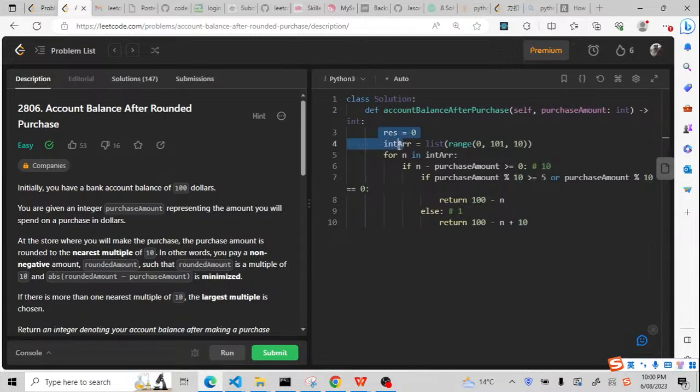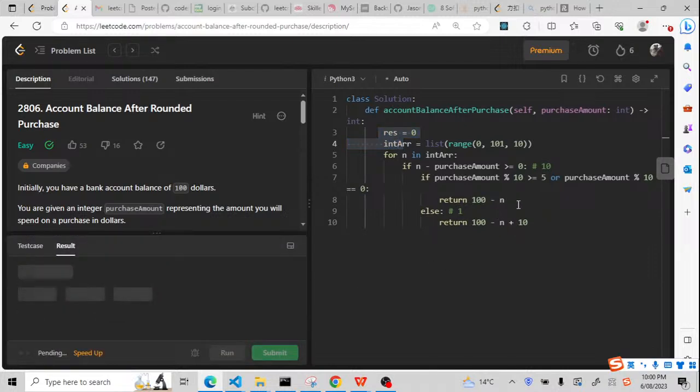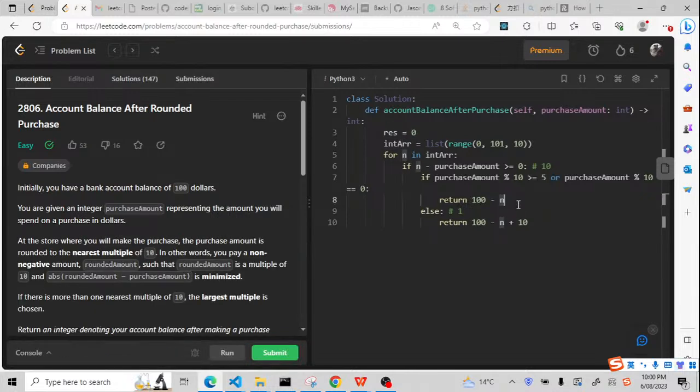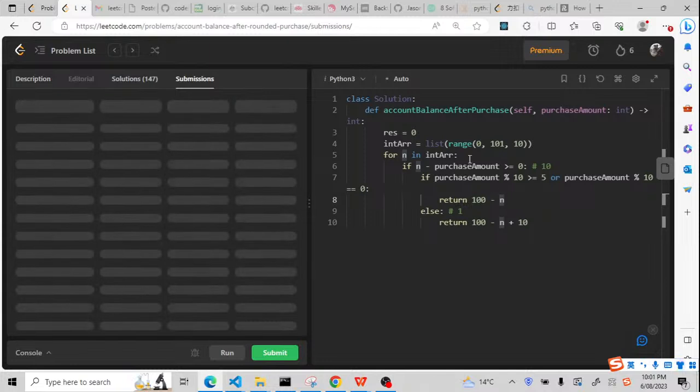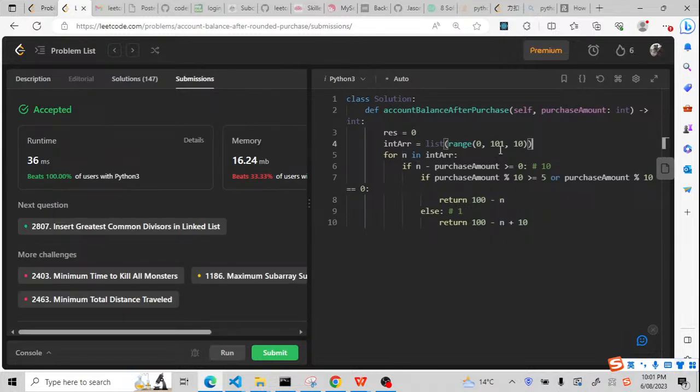Actually, we can also solve this problem another way. Now let me submit it first to make sure this actually works. Here the time complexity is O of n divided by 10, because we used 10 numbers, and n is 100. It seems okay because n is just a very small number, so we cannot check the percent or milliseconds here.